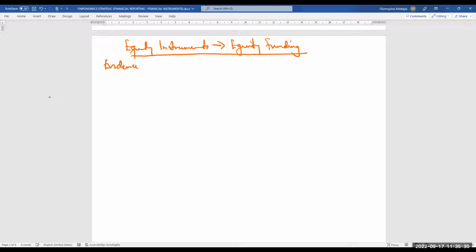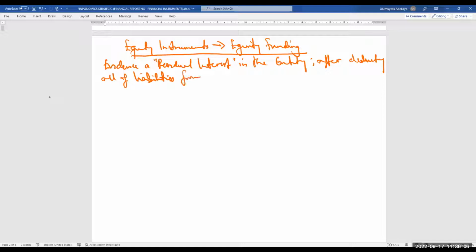evidences a residual interest in the entity. And this residual interest considers that whatever is left after deducting all of liabilities from the entity's assets. And therefore, in that case, you have an equity instrument.